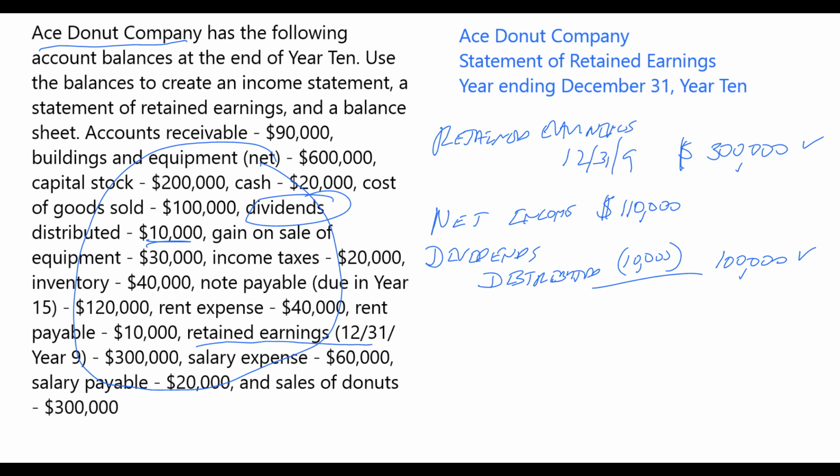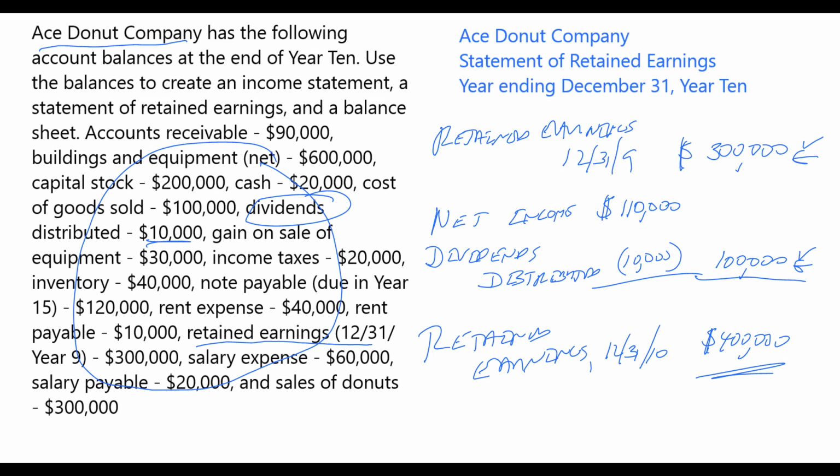If your beginning retained earnings for the year from previous years is 300,000, and if your income minus dividends for the current year is 100,000, as of the end of the year, you will have retained earnings 12/31 year 10, for all operations that you've ever done, of 400,000. We'll carry that number over to the balance sheet and we'll use it when we produce the stockholders' equity section of the balance sheet.